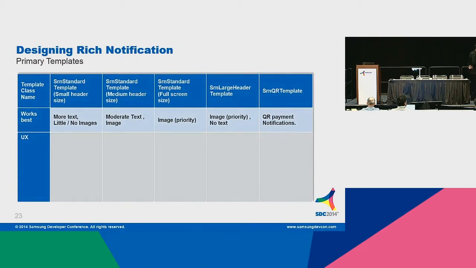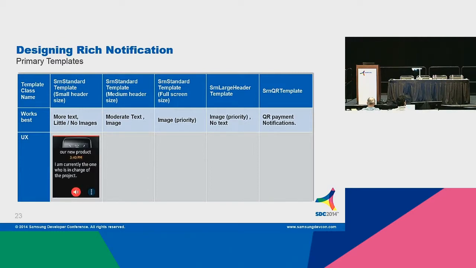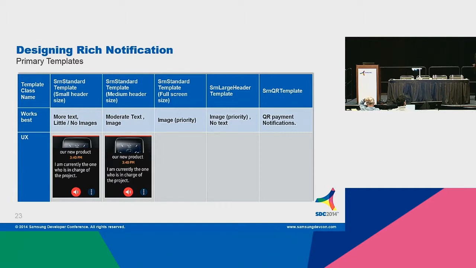For example, you want to create an application where your rich notification has more text and few images or no images. So you use this class, and how to use it and how to write this application in a couple of lines of code will come next. Second, you have a use case where you use moderate text. You use the standard template with medium header size.